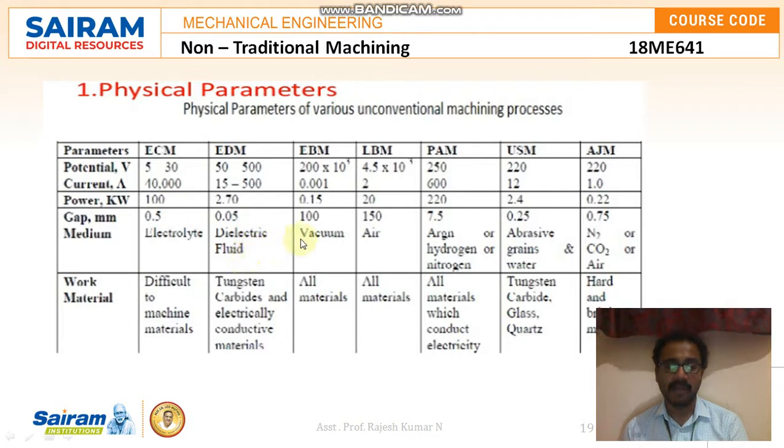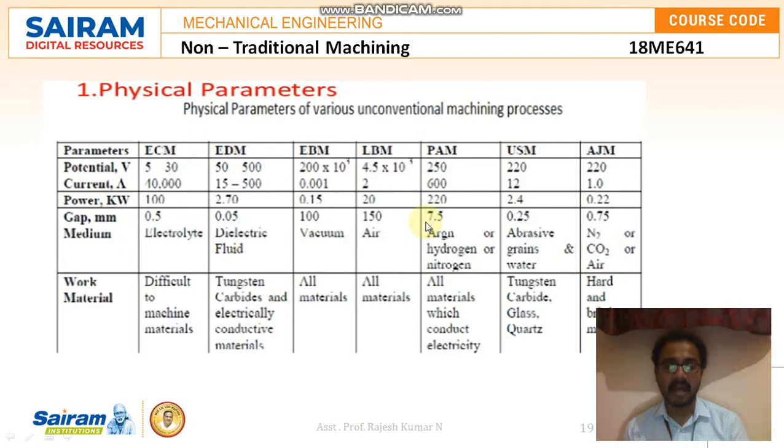In electron beam machining, you can see a 100 mm gap should be maintained between the tool and the workpiece, and the medium is vacuum. This is very important, and a point to be noted only for electron beam machining. Moving to laser beam machining, the gap maintained should be 150 mm, the highest gap maintained between the tool and workpiece among all the processes, and the medium is air. That means it can be performed in normal atmospheric conditions.